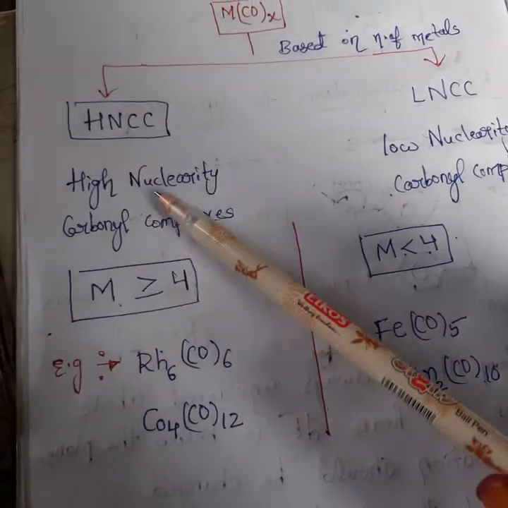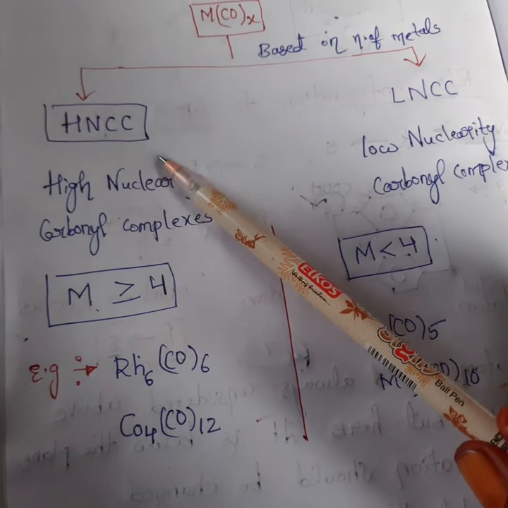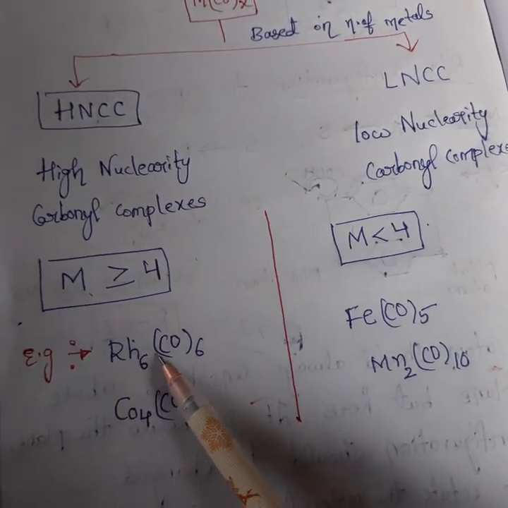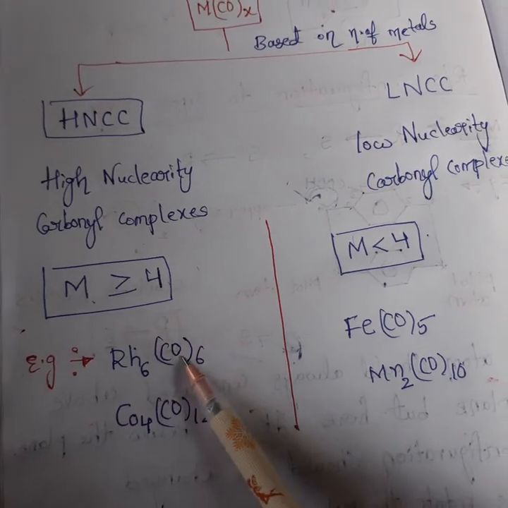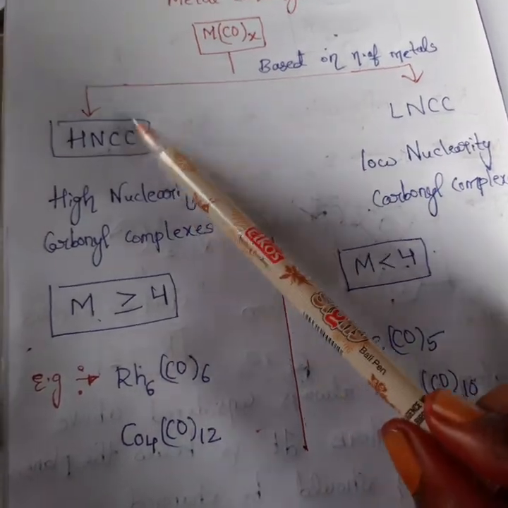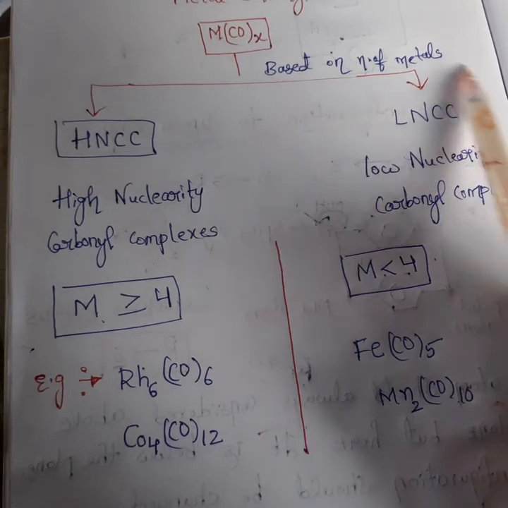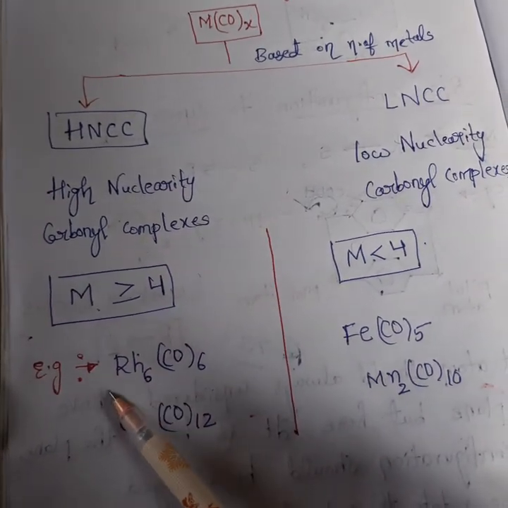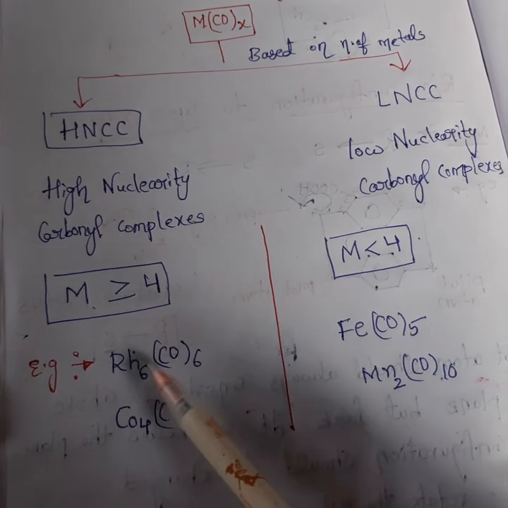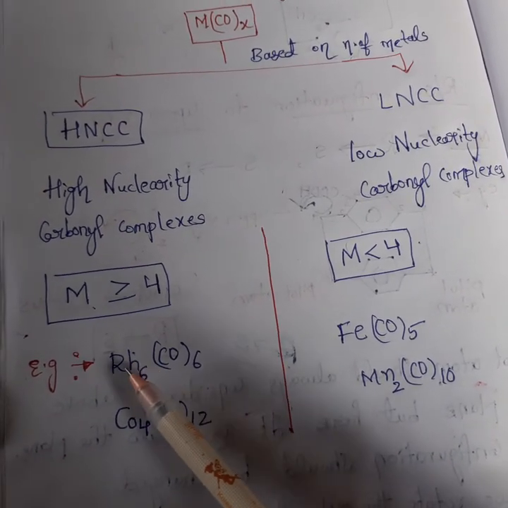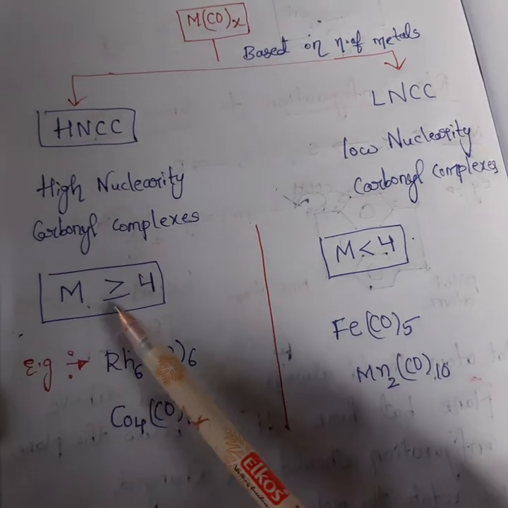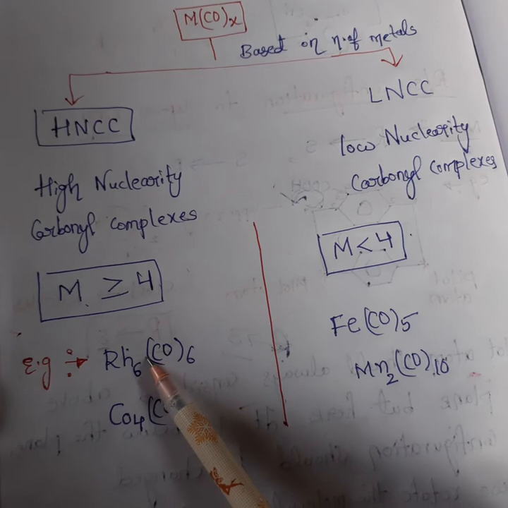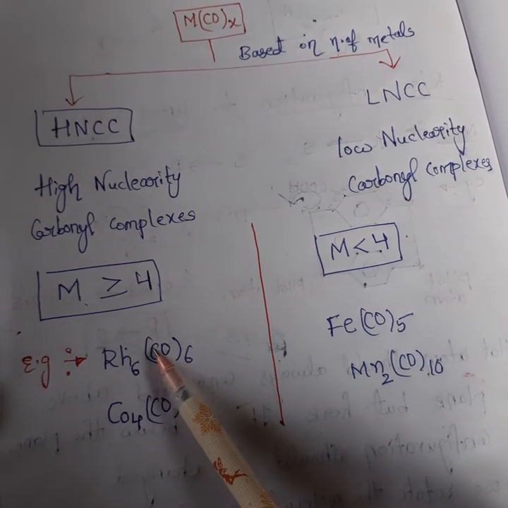Okay, examples for high nuclear carbonyl complexes. Observe this. Here we should not consider the number of carbonyls, friends, because here we have classified just based on the number of metals. So just count the number of metals. In this one, rhodium is the metal, right? Here there are 6, so the number of metals is more than 4. So this is an example of a high nuclearity carbonyl complex.